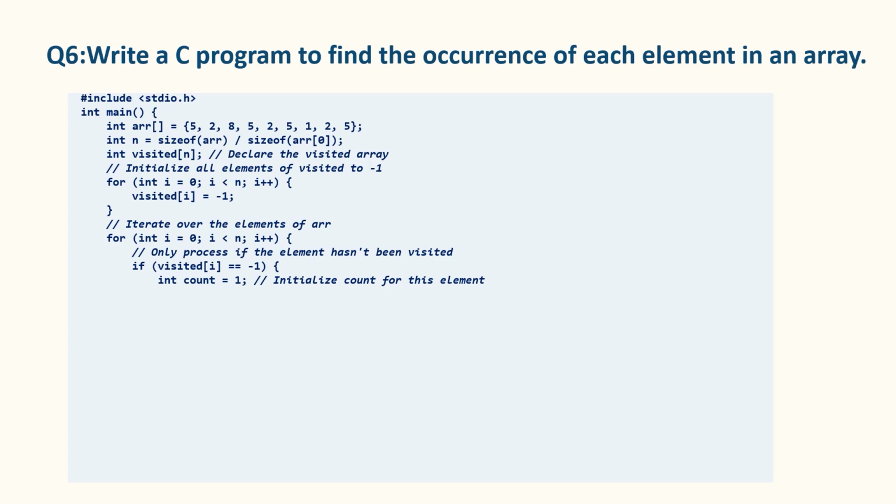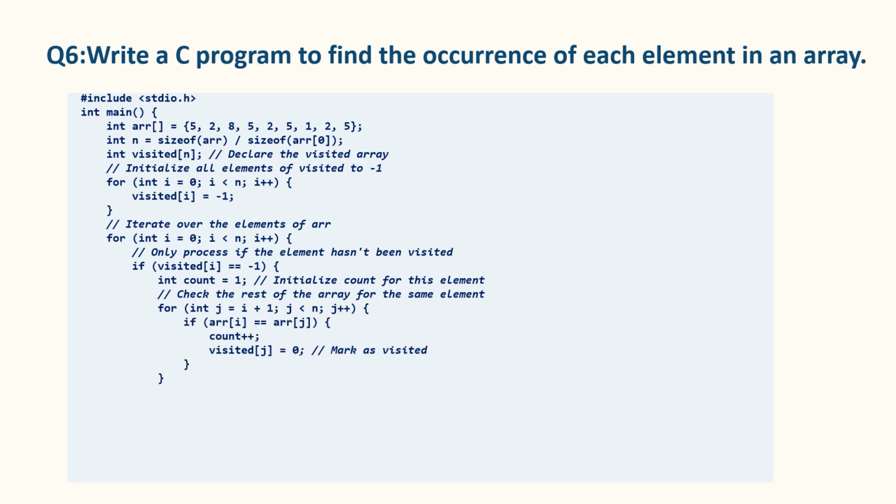The inner for loop checks for other occurrences of arr[i]. If arr[i] is equal to arr[j], a duplicate is found, then increment the count and mark the duplicate as visited by setting visited[j] equal to 0. After counting, the occurrence of the current element is printed outside the inner for loop. Return 0 signifies the successful end of the program.